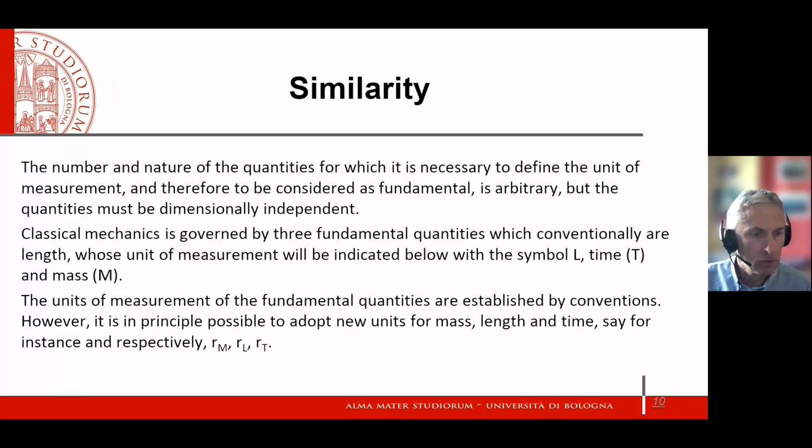But if I decide that I want to express time in hours and distance in kilometers, this is fine. Of course, you know that it's much better if we refer to the international system for improved communication, but we may change them. For instance, if we indicate the units of length, time, and mass with the symbols L, T, and M, the new units could be given by the symbols RM, RL, RT. These are the new units.